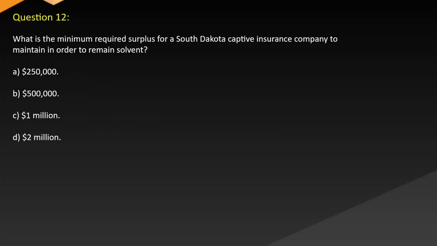Question 12. What is the minimum required surplus for a South Dakota captive insurance company to maintain in order to remain solvent? A. $250,000. B. $500,000. C. $1 million. D. $2 million.